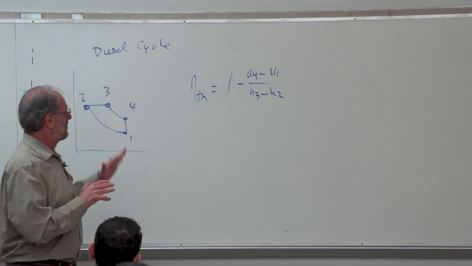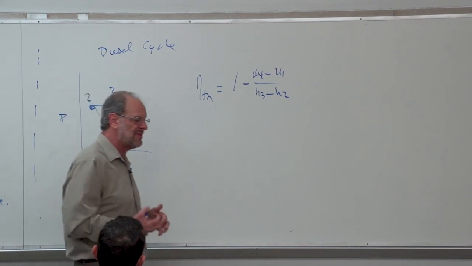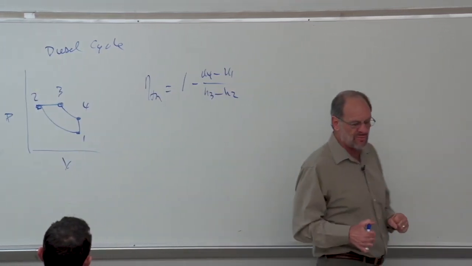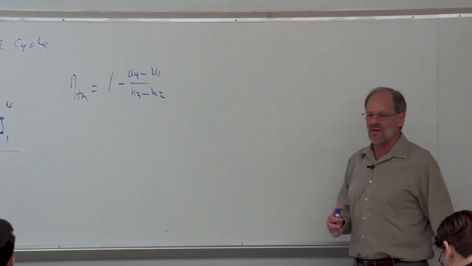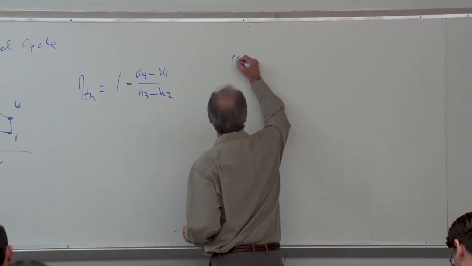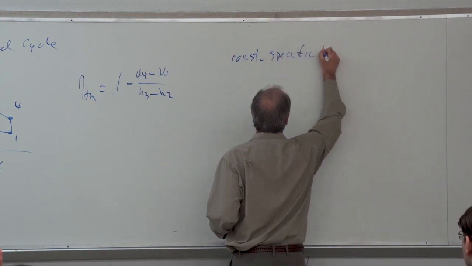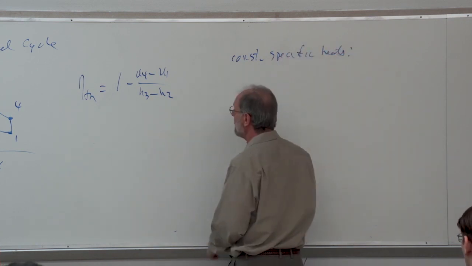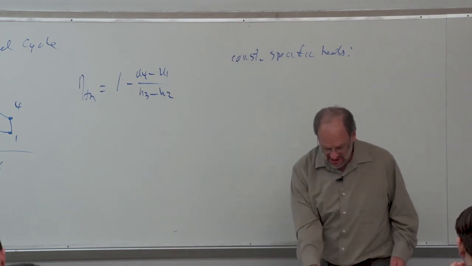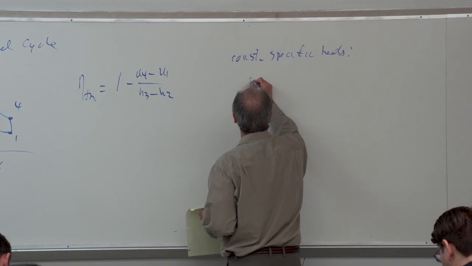Now, what if we don't have variable specific heats, right? We know that we have 2 methods of solution, one constant, one variable specific heats. So what would the equations look like if we did have constant specific heats? So let's just look at that real quickly. Okay. So if we had constant specific heats, let's just look at each of the various equations in turn.